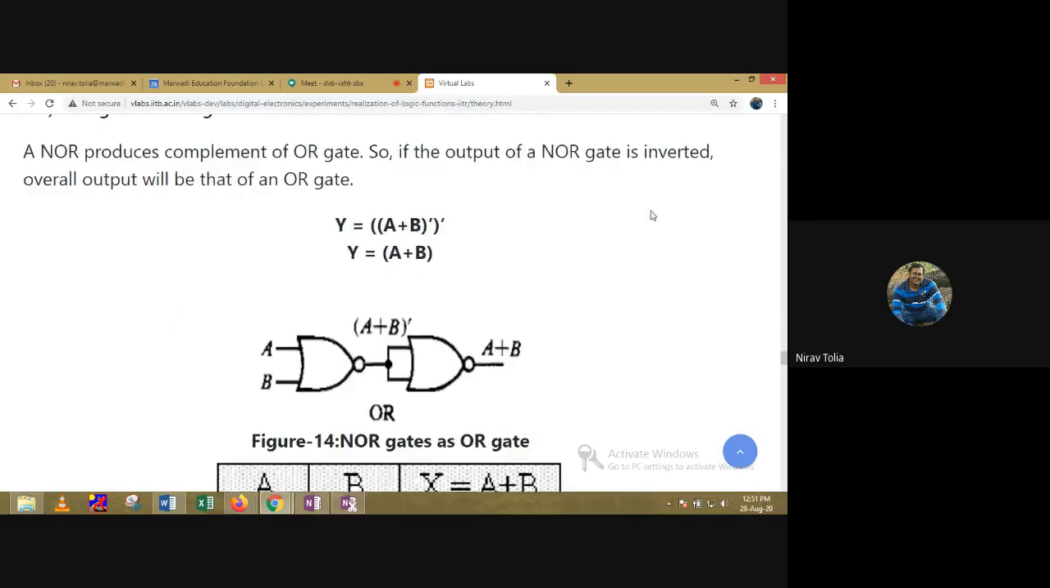Now NOR gate as an OR gate. Again the same thing as NAND gate as an AND gate. How will the NOR gate be constructed? We connect the output of the OR gate with a NOT gate, so we have to remove one NOT. So we are connecting a NOR gate at the output of another NOR gate. Okay. So the second NOR gate works as a NOT gate.